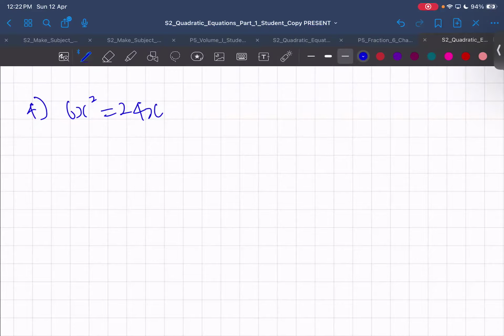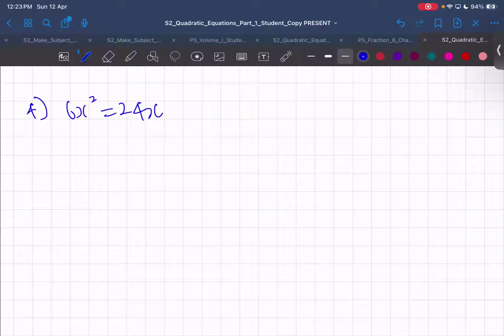Question 4. 6x squared plus 12x, 36 minus 24, equals 24x. What happened? 6x squared is not 36x squared. Okay, this square belongs only to x, not 6.